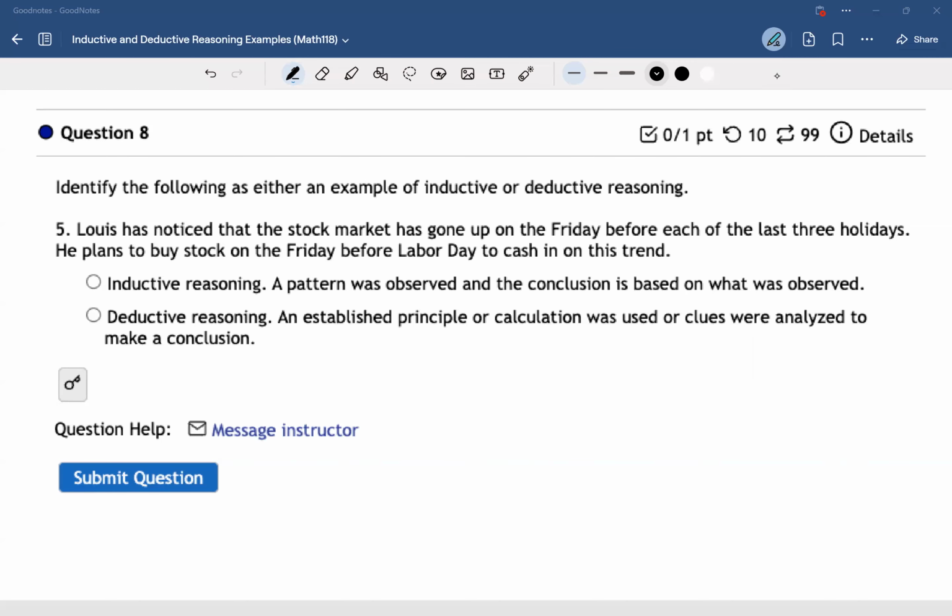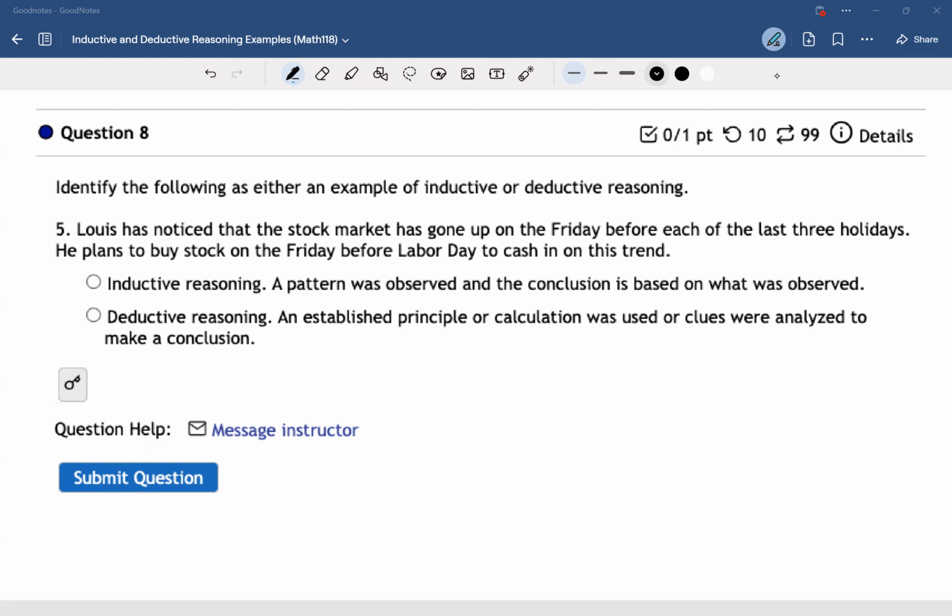Hi folks, welcome to this second video on the inductive and deductive reasoning homework. In this video, we're going to take a look at question number 8, as well as question number 12 and question number 15, okay? Now you may have a different variation of these questions, but hopefully these will help you figure out what you have.